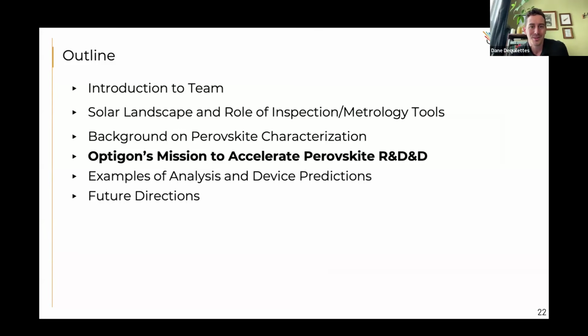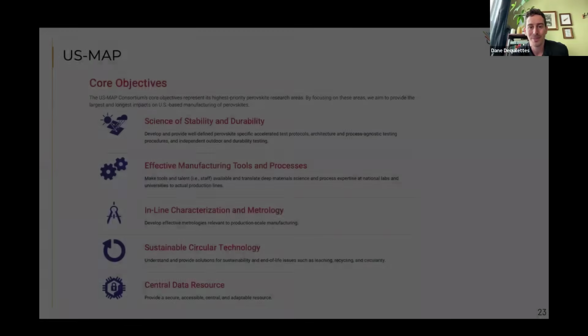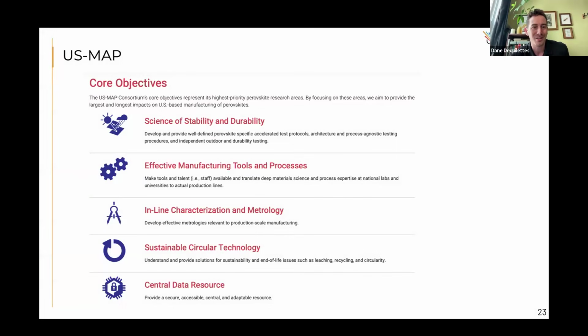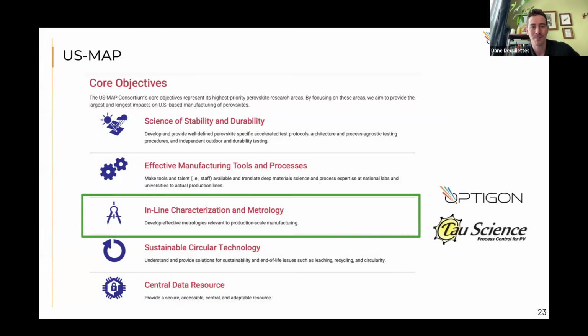So Opticon's mission is to accelerate perovskite research, development, and deployment. First, I want to highlight that even before we joined USMAP, and maybe before we were even on USMAP's radar, USMAP had these core objectives. And one of them, the third one down, is inline characterization and metrology.